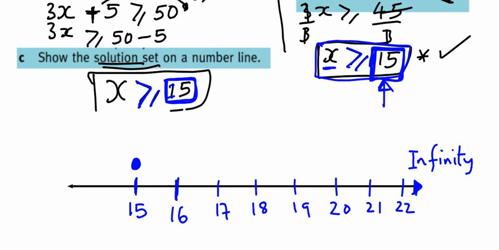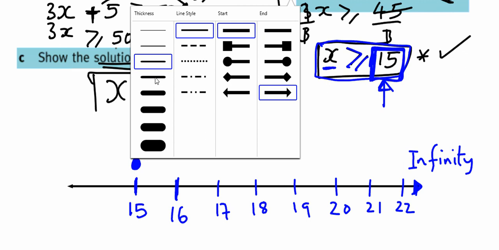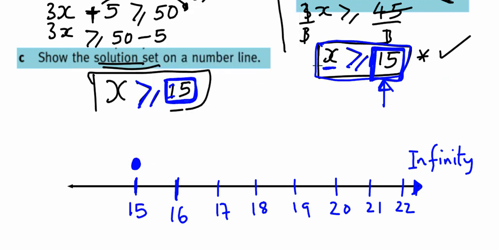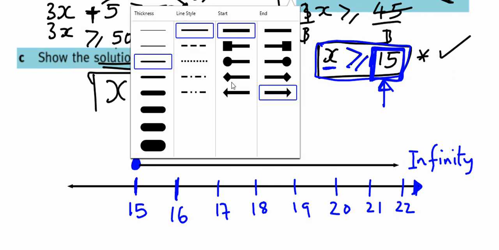And then we take a ruler, we draw to highlight all numbers which are bigger than 15, starting with 15 itself. So all numbers which are bigger than 15 start from here and extend to the right-hand side. Can you see that? Okay.